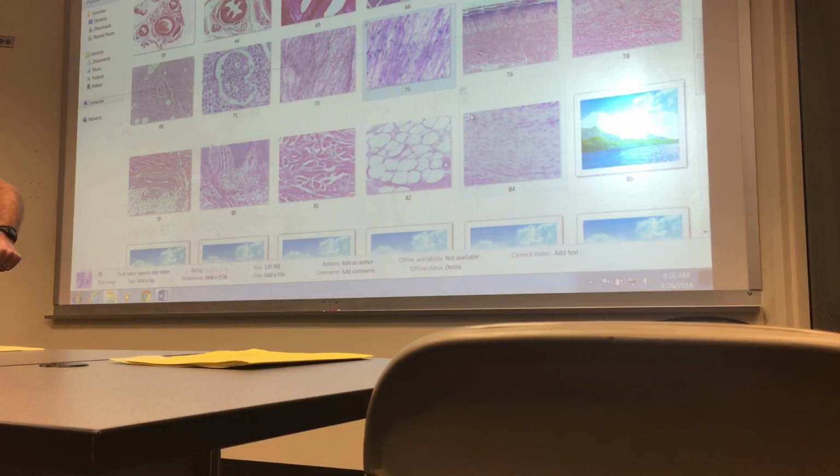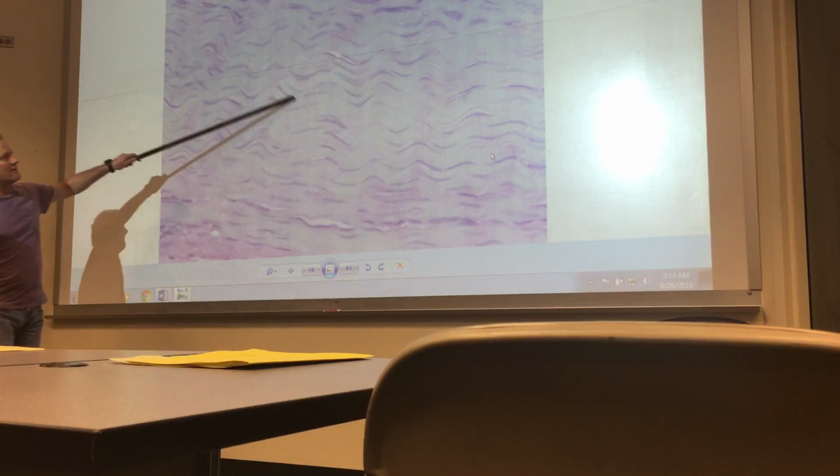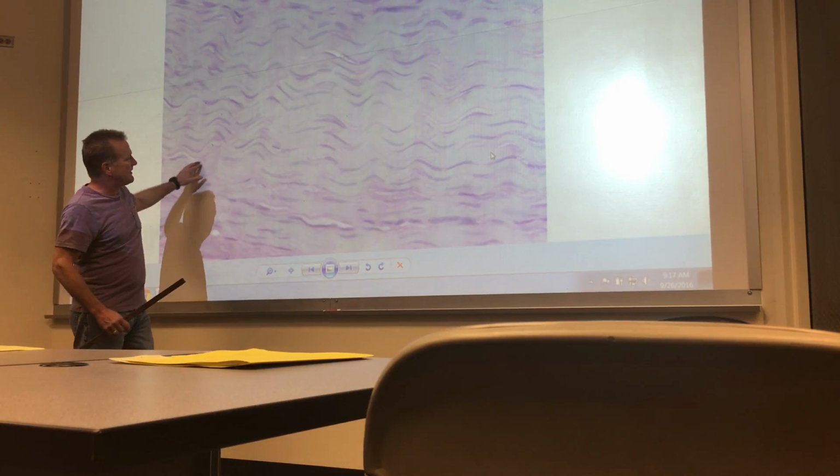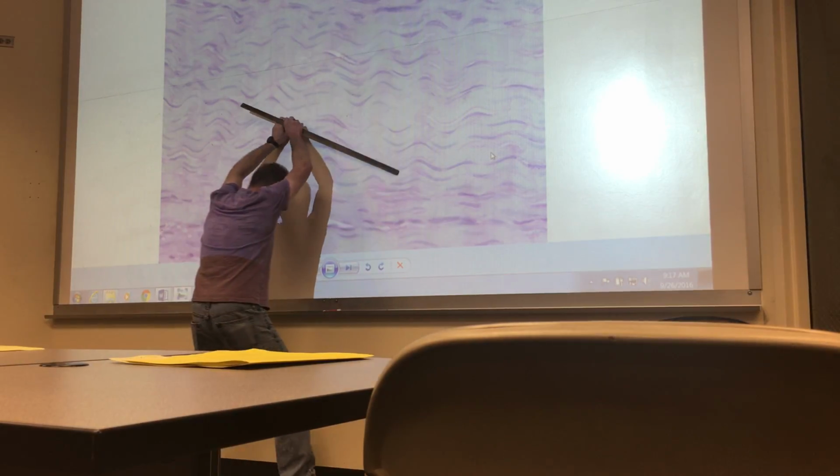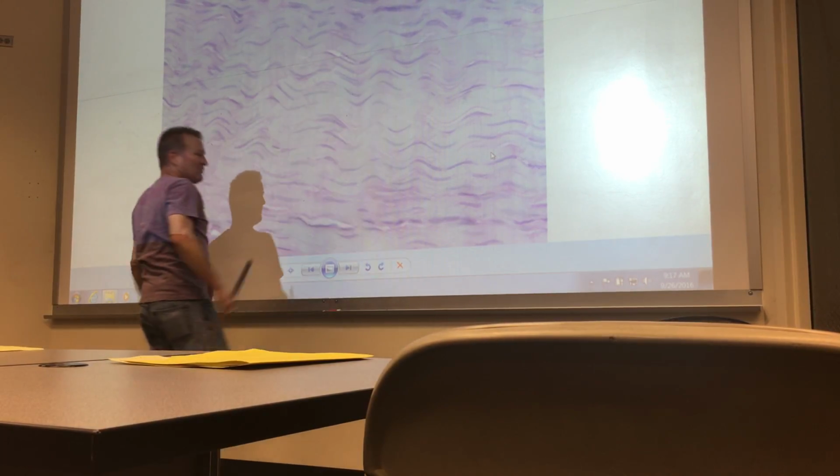The other type of dense connective tissue, of course, is regular. The dermis is the irregular. The other type is the regular. And in the regular, the collagen fibers are in parallel rows. In this case, they're sort of wavy lines is the way they show up. If we took this and stretched it, those wavy lines would straighten out. And it won't stretch very far because collagen is not very elastic.